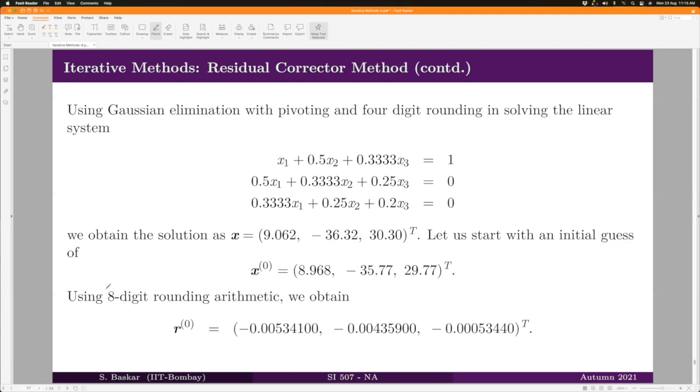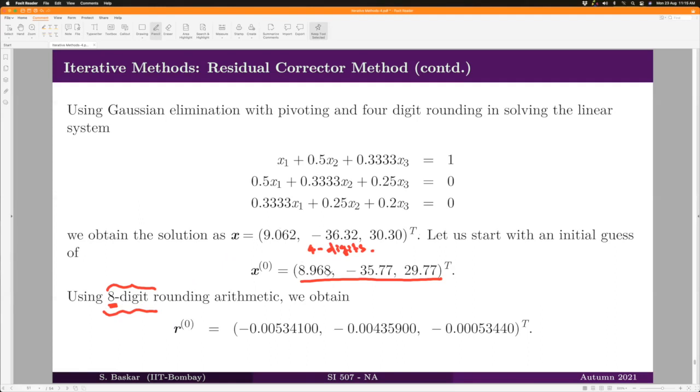Now, what is the precision that we have to fix for this problem? As I told previously, it is 2 times the precision used in representing x naught. You can see from here that x naught is represented with 4 digits, right? Therefore, you have to do the calculation with 8 digits.